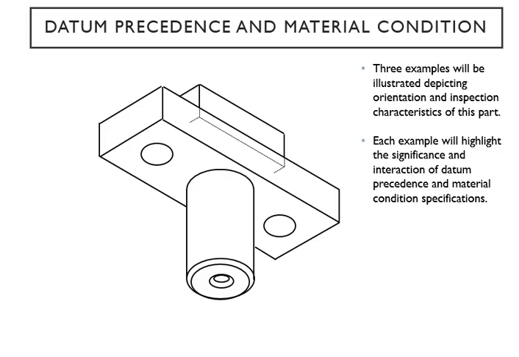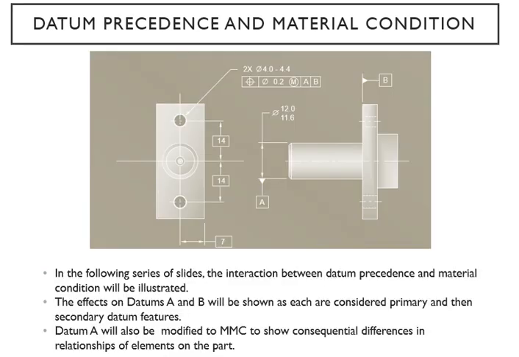So let's take a look at an example. When you look at this example, we can see the orientation and inspection characteristics, okay? And we will take a look at the significance and interaction between the datums and also your material condition specifications. So that's our first example. Control frame goes straight in, dealing with the MMC. So your solid line has to be outside, yeah? And then of the material of the real surface.